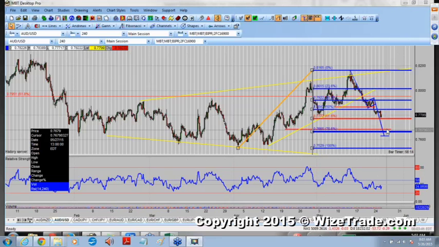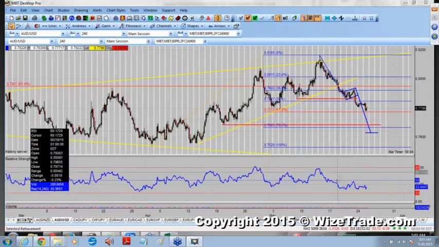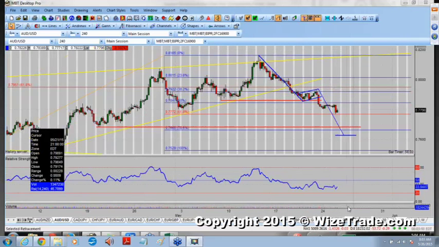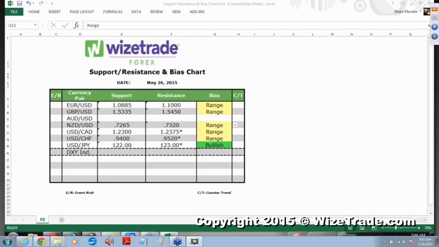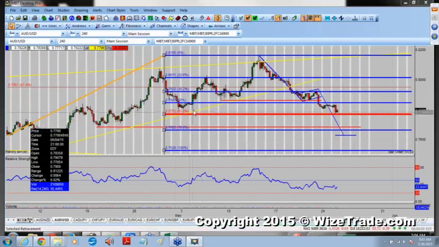But we did stop at the 618 retracement. So that's important, because what that means now is if the Aussie breaks through the 618 or the spike low from overnight, that's going to create some selling pressure. That spike low, we had a spike low here at 77.85.